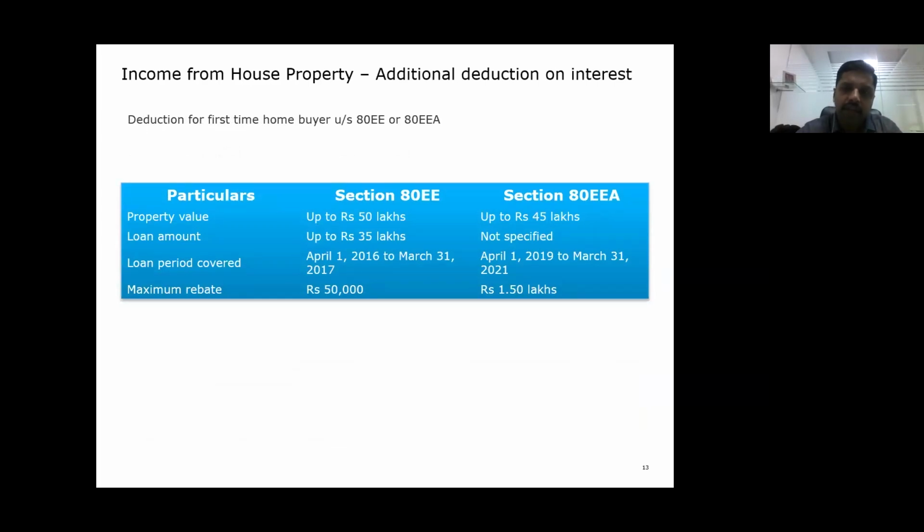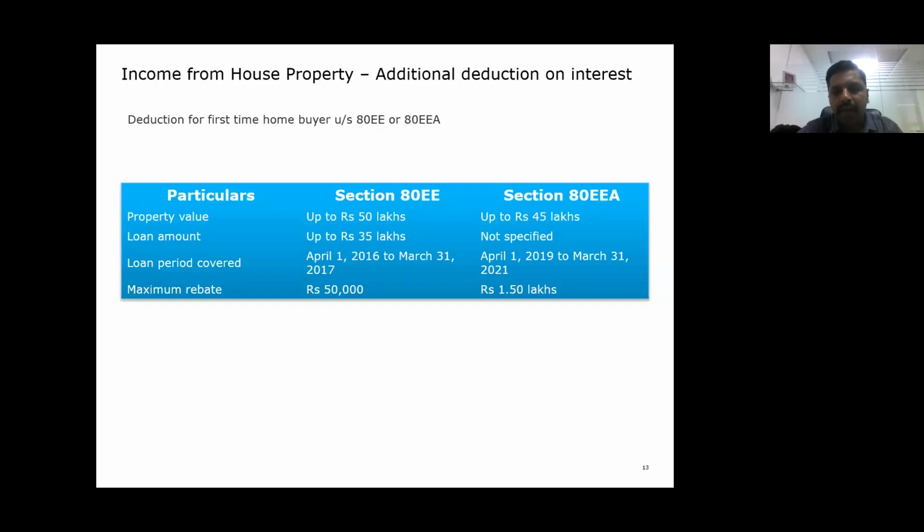So then again, there are stringent criteria for this as well. So what is the criteria under section 80EE? Property value should be up to 50 lakhs, not more than 50 lakhs. Loan amount should not be more than 35 lakhs, and the loan period covered: the loan should have been borrowed between 1st April 2016 to March 31st, 2017. So the maximum rebate allowable is 50,000 only.